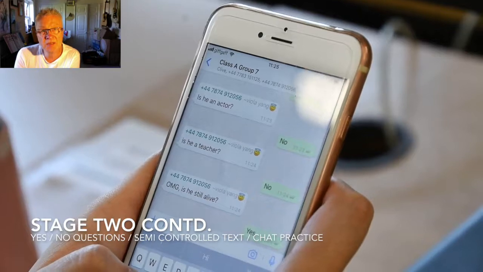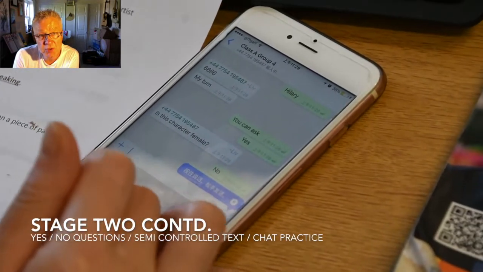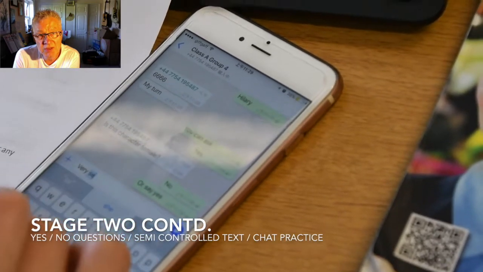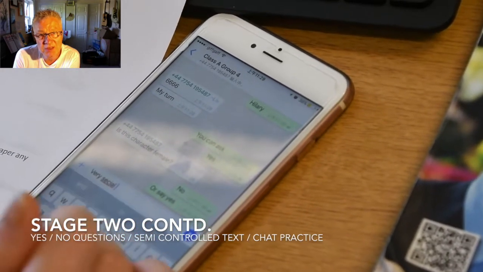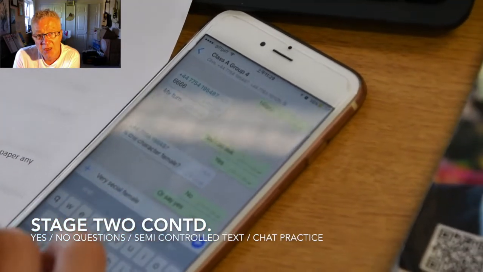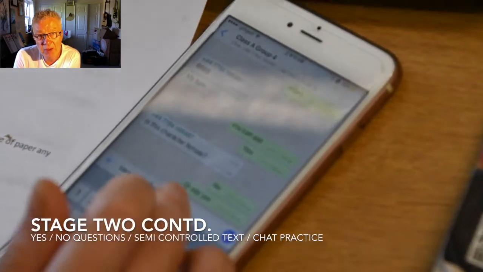We can see here that the activity appears to be working well. The students understand what they are doing, and they are to some extent using some of the models originally presented on the PowerPoint.